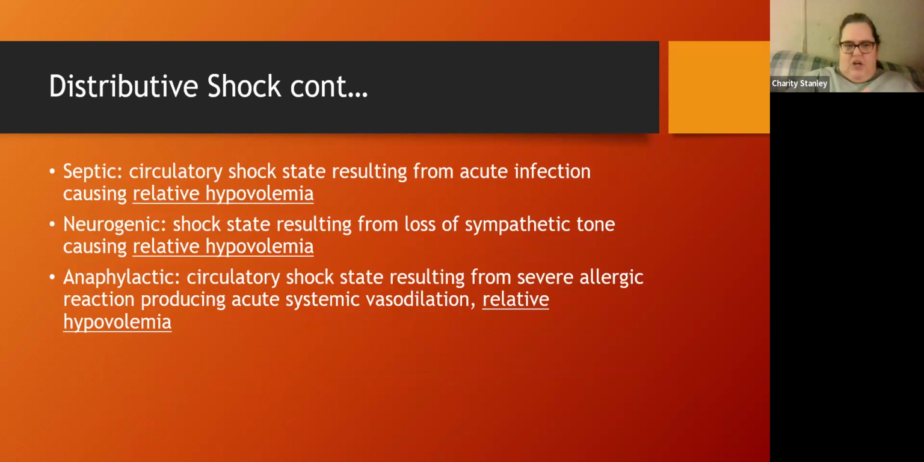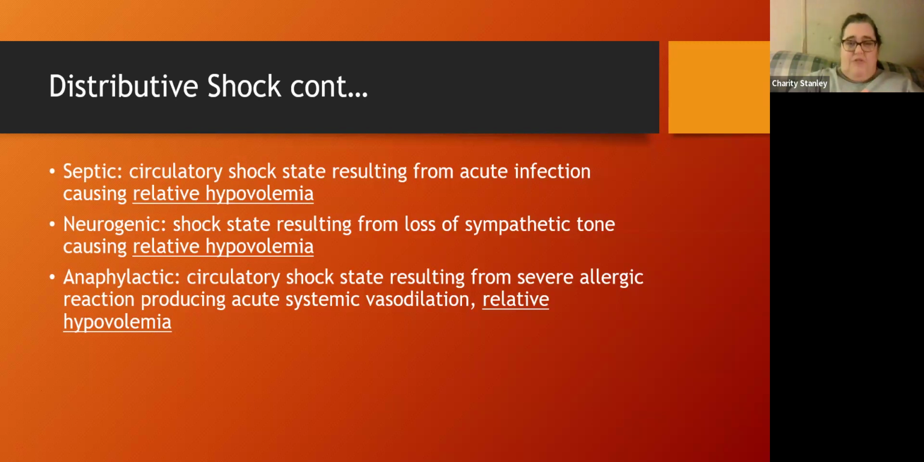So with distributive shock, the reason septic shock is a form of distributive shock is that we're not actually losing blood volume. What's happening is this infection is causing the release of proteins that cause vasodilation. When there's too much vasodilation and not enough fluid to fill it, we have relative hypovolemia versus true hypovolemia.